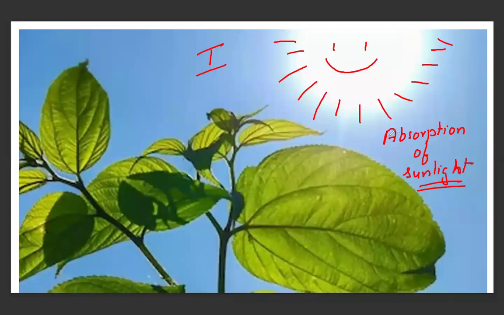So absorption of sunlight is the very first step of photosynthesis. First of all, they require some kind of light energy, right? And from where are they getting the light energy? Definitely from our very handsome sun. That is the very first step: absorption of sunlight. Now what happens? Let's see.